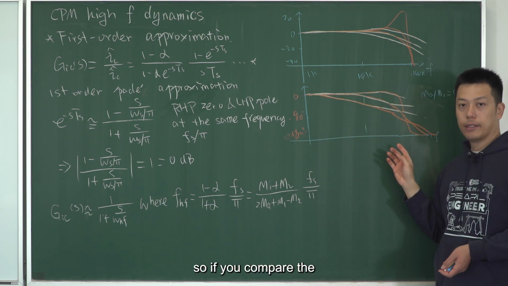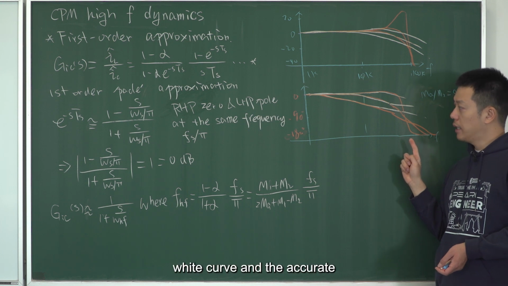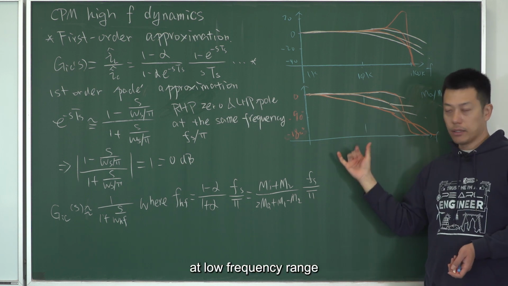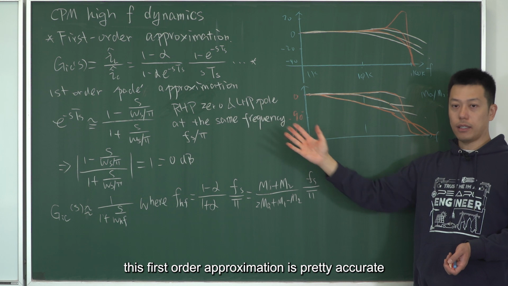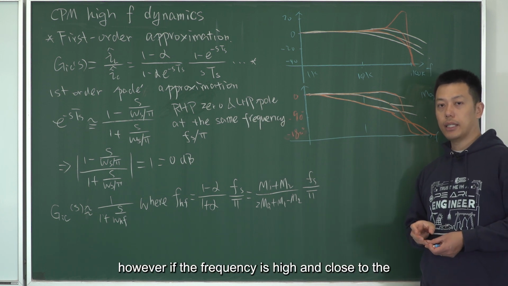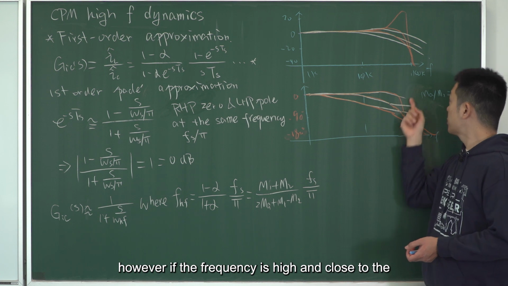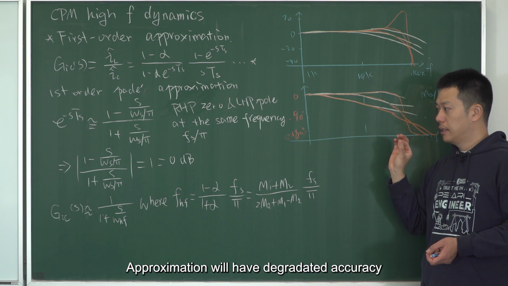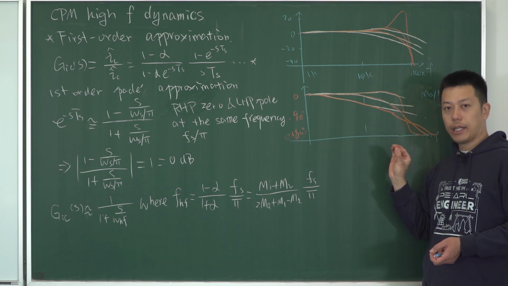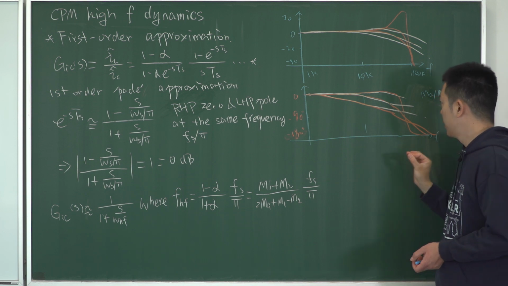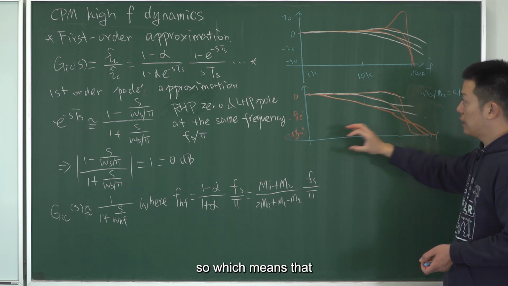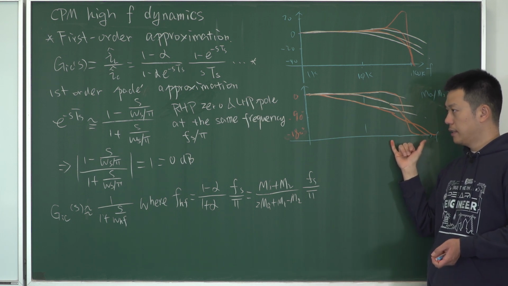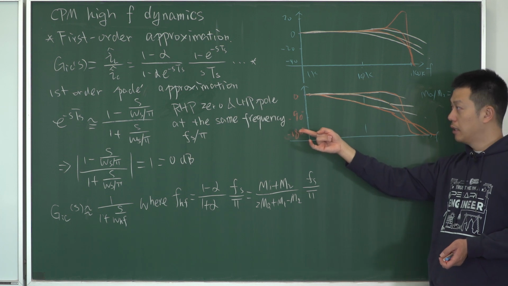If you compare the white curve and the accurate red curve, you will see that at low frequency range, this first order approximation is pretty accurate. However, if the frequency is high and close to the switching frequency, the first order approximation will have degraded accuracy. This means that in order to maintain good prediction accuracy, we have to improve the first order model.